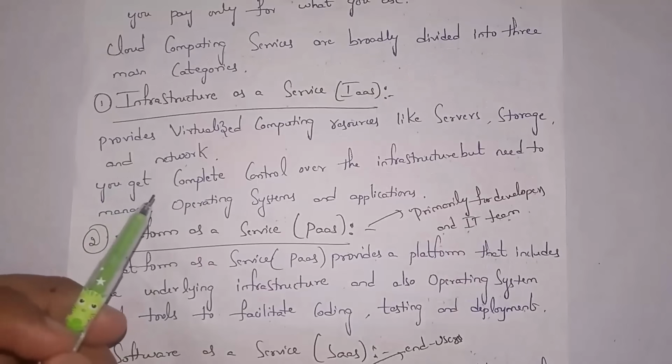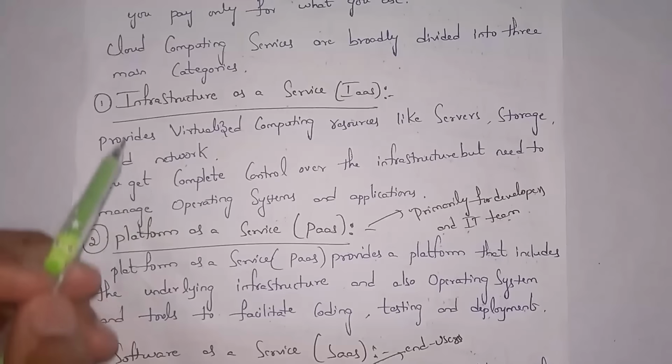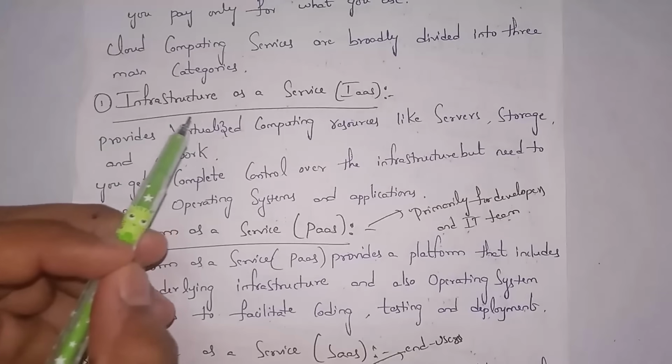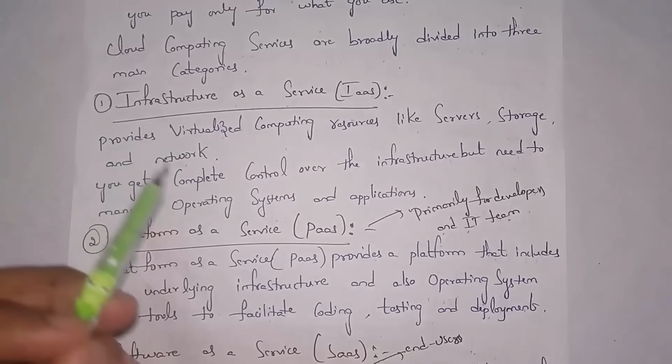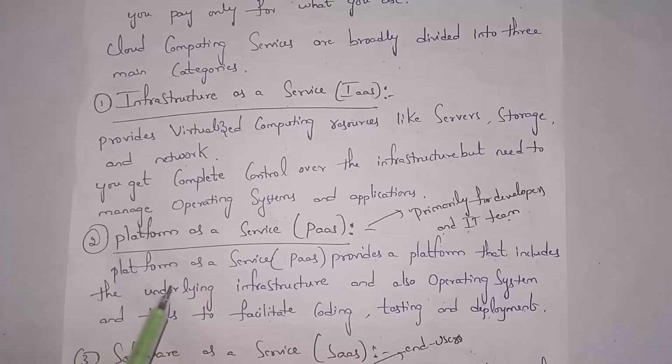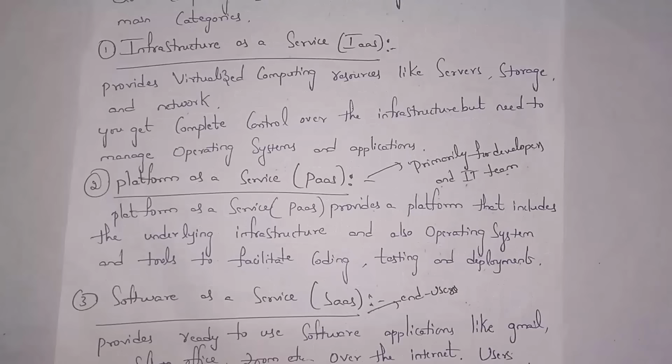Cloud computing services are classified into three categories. And the first one is infrastructure as a service. Shortly we call it as IaaS. And next one is platform as a service. Shortly we call it as PaaS. And third one is software as a service. Shortly we call it as SaaS. At first I will explain what is IaaS.